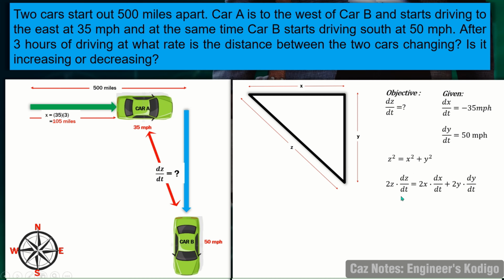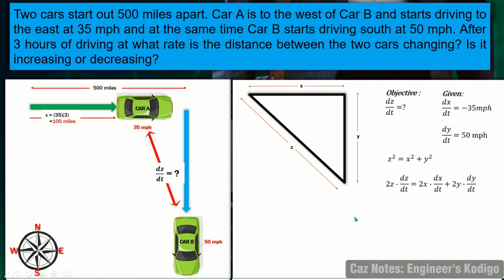And then now let us continue. If we observe here, we know this variable and this variable, so we need to calculate the values of x, y, and z in order to calculate this expression. So how are we going to calculate these three variables? Take note, we are evaluating the rate of change of z with respect to time at the instant of 3 hours.